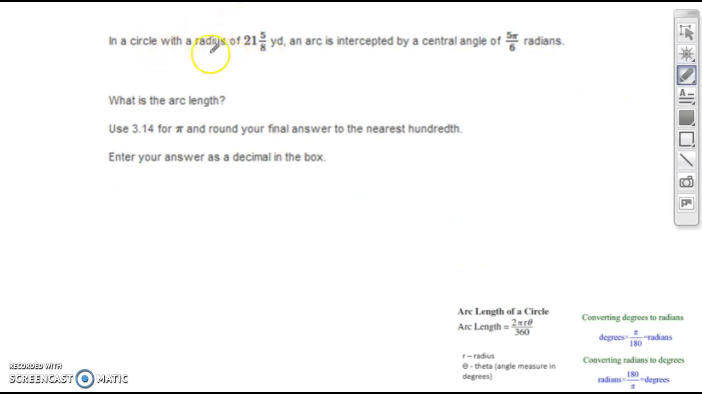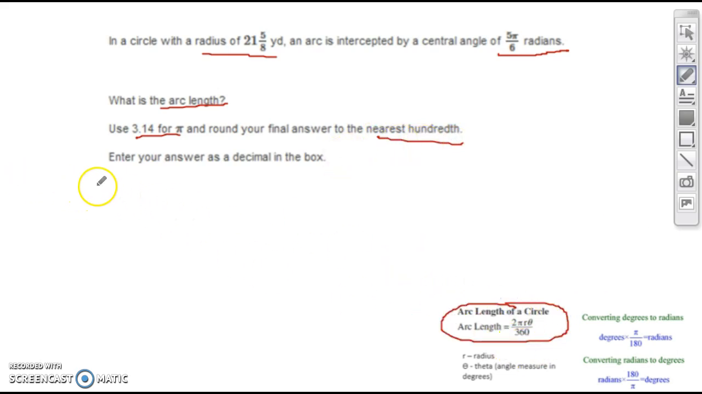Okay, so last one. In a circle with a radius of 21 5/8, an arc is intercepted by the central angle of 5 pi over 6 radians. What is the arc length? Use 3.14 for pi. Round your final answer to the nearest hundredth. All right, so, like always, I'm going to use the formula from the formula sheet. 2 pi r theta over 360.